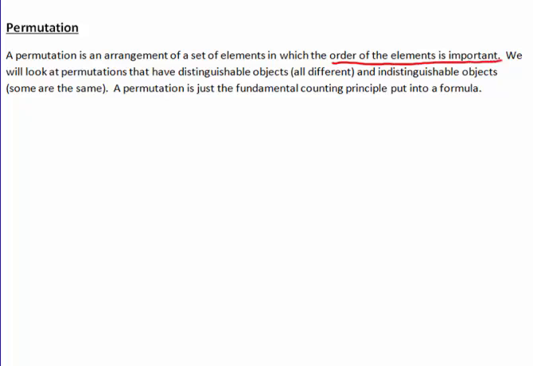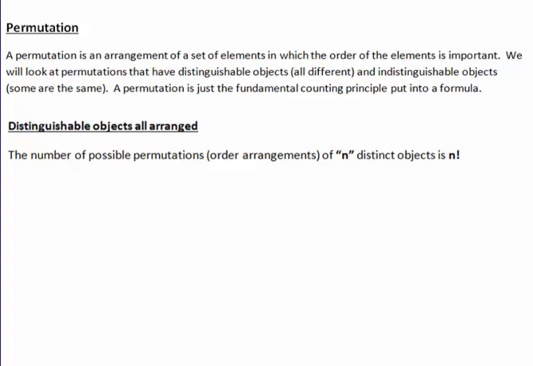We're going to look at permutations that have distinguishable objects, objects that are all different, and indistinguishable, some are the same. And what a permutation really is just the fundamental counting principle put into a formula. So we're going to develop a formula to do more complex problems, which are really just extensions of the fundamental counting principle. So if we have distinguishable objects, objects that are different, and we want to figure out the number of permutations where order matters, if we have n distinct objects, then the number of permutations is n factorial.